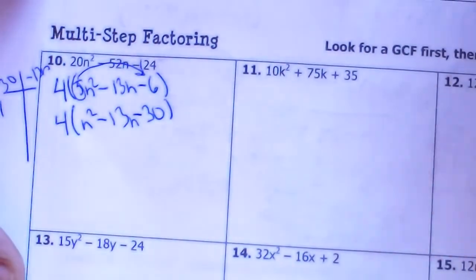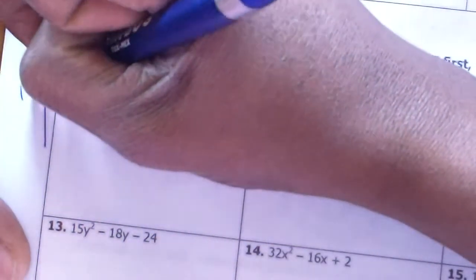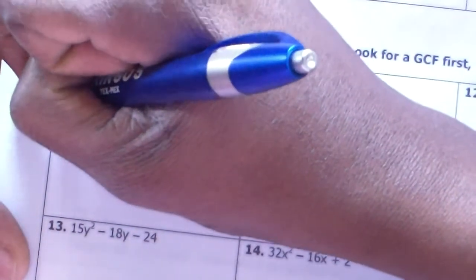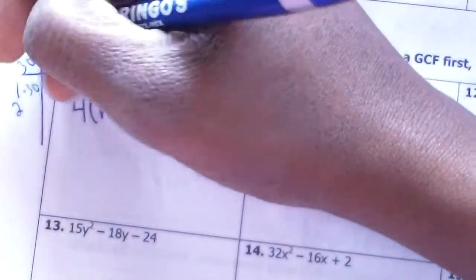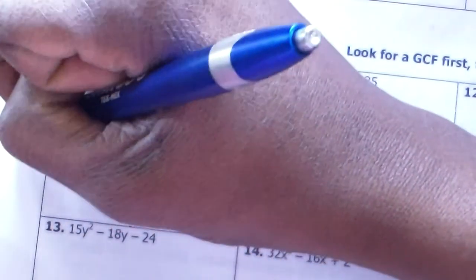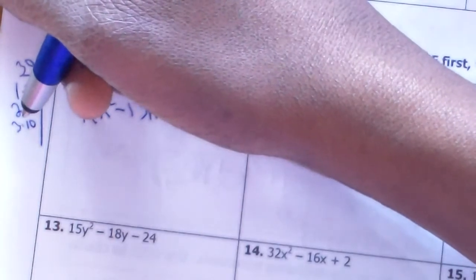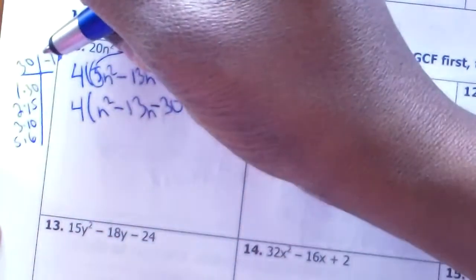The factors, let me see if you can see that. Scoot over a little bit. 1 and 30, 2 and 15, 3 and 10. There's nothing to do with 4. So we jump to 5 and 6, and that's as far as we can go.